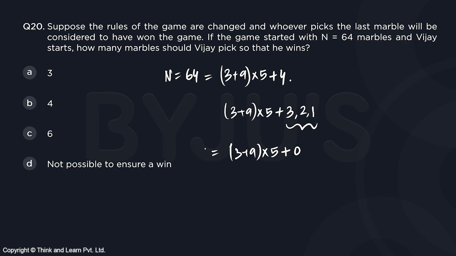In order for him to do so, he should be picking up 4 minus 0, that is 4 marbles. Because when he does so, it's not of the standard format, and the person who starts will definitely pick the last, and picking the last is going to be considered to having won the game. So the answer is going to be option B, 4 marbles.